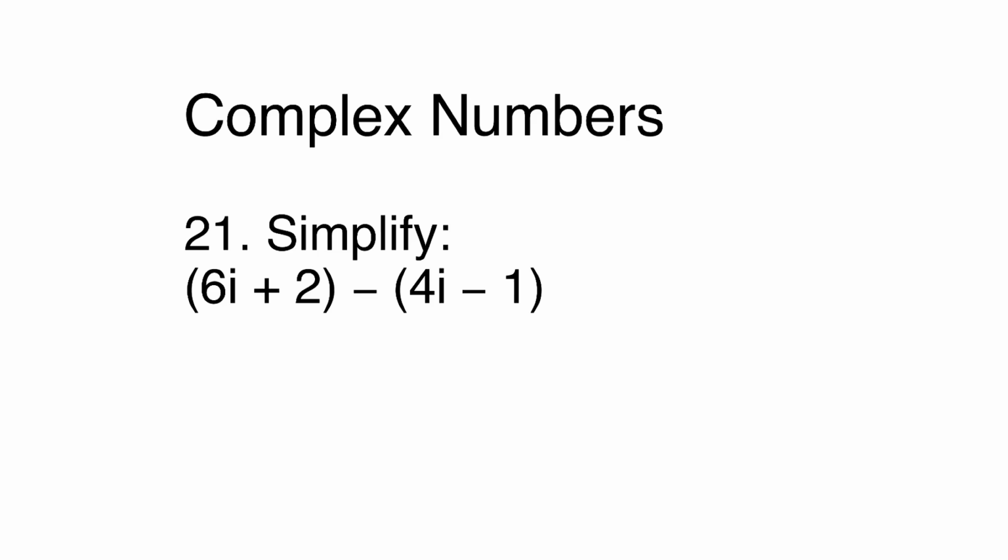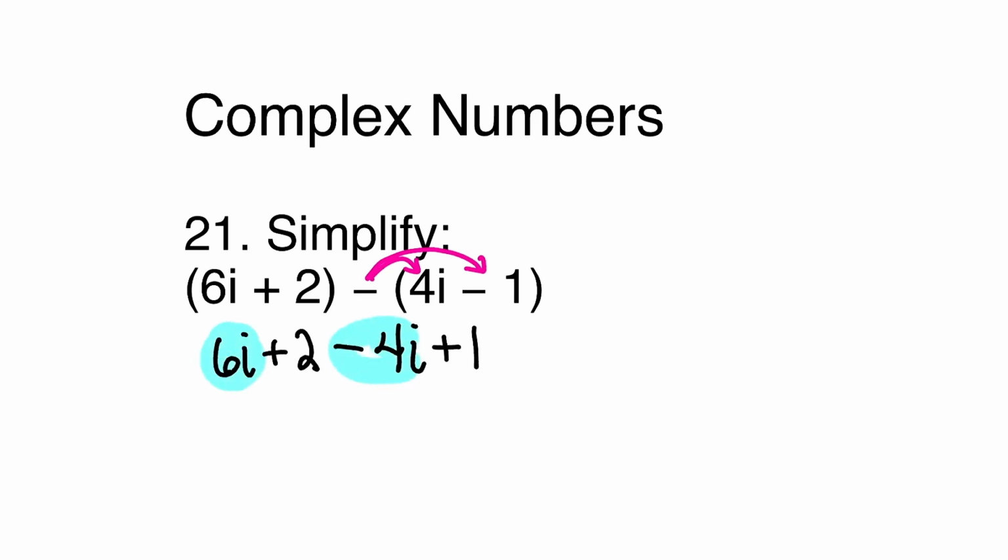Complex numbers, number 21. Simplify the expression 6i plus 2 minus 4i minus 1. We're going to distribute this negative to both terms. So we're going to have 6i minus 4i. Then we're going to have positive 2 plus 1. That's going to be 2i plus 3.